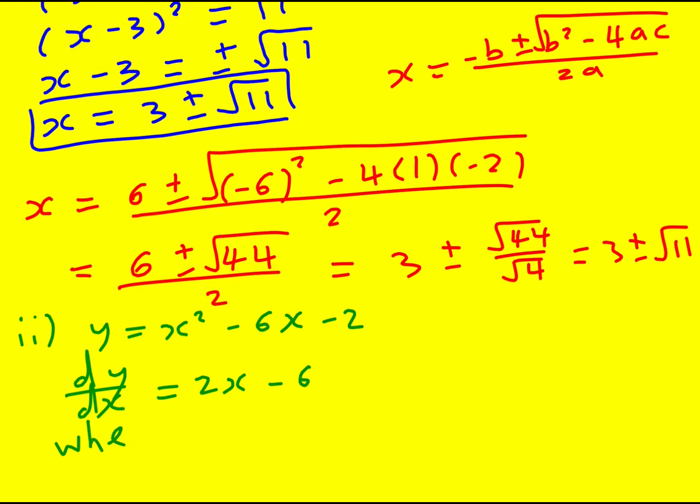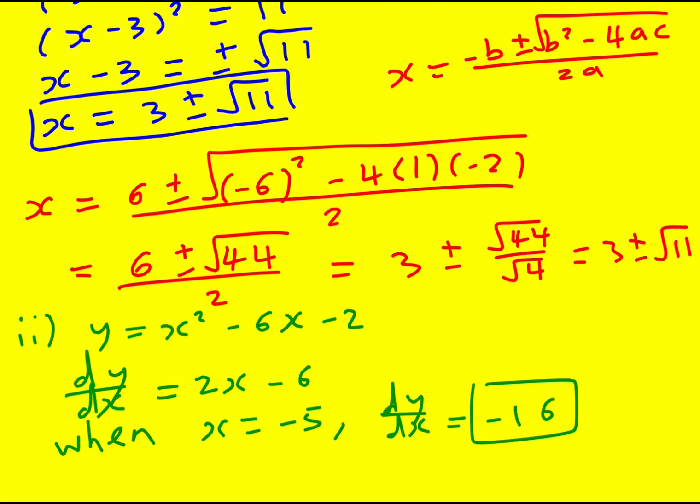That's the instantaneous gradient, so when x is equal to minus 5, the dy by dx is going to be minus 10, minus 6, minus 16. Nice.